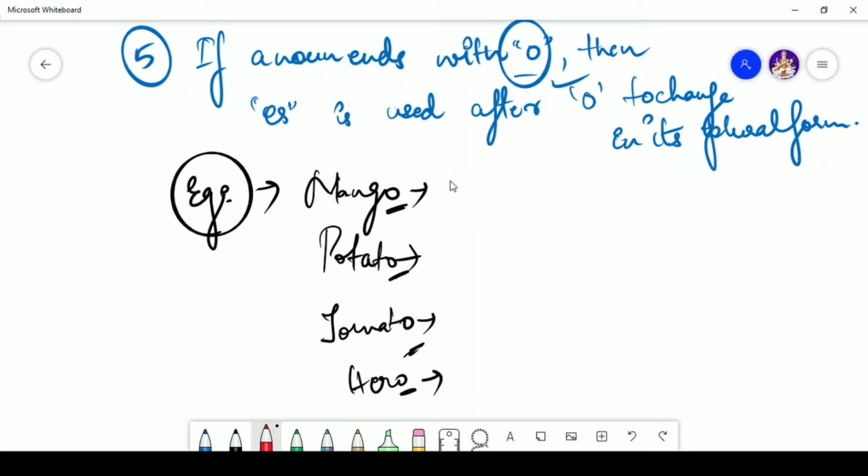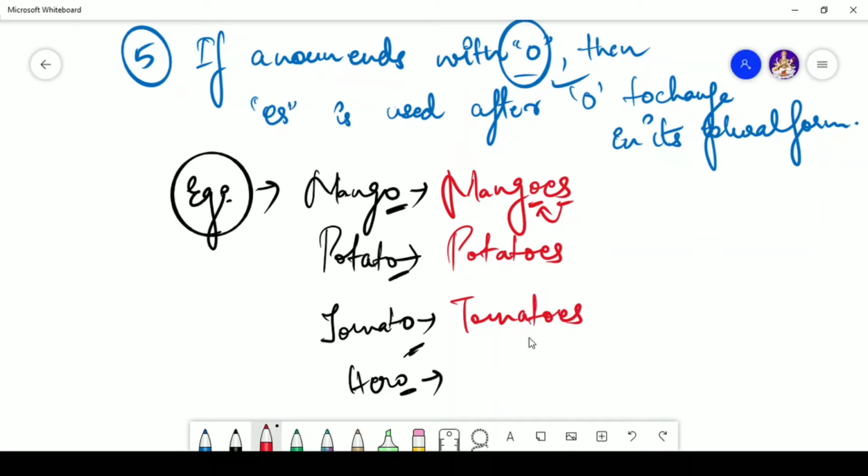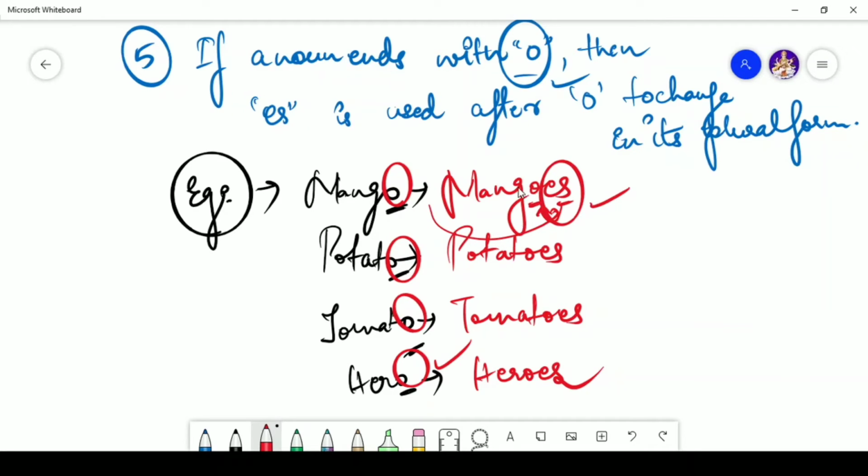So what will be the plural form? The plural form will be mangoes. Es will be used after O. Then potato, it will be potatoes, tomatoes, heroes. Got it? In all of these cases, you will see that all of these nouns end with O, and to change them into their plural form, you just have to add es at the end of all of these nouns.